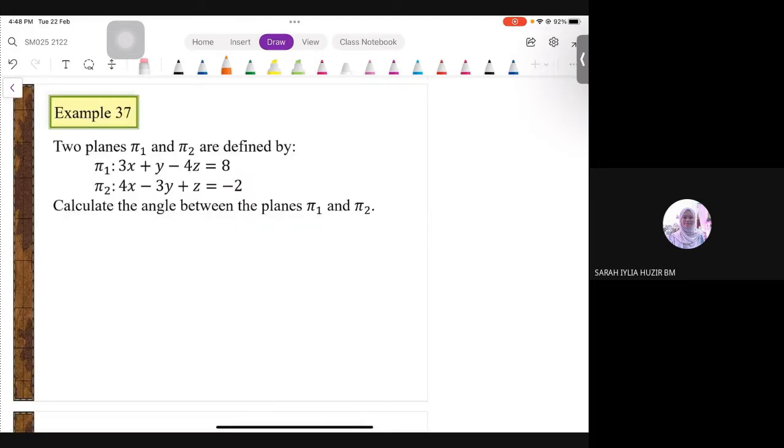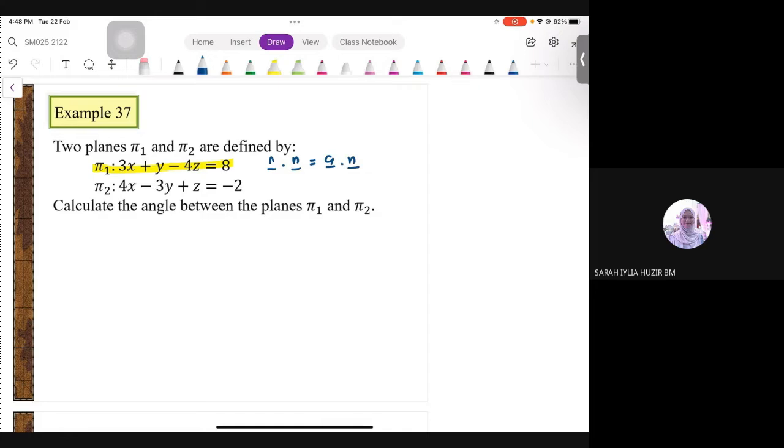Given two planes, pi 1 and pi 2, defined in Cartesian form here, we have to calculate the angle between these two. Remember the formula just now: we have to use the normal vector for each plane. Focus on plane pi 1 first, which is in the form of the Cartesian equation of a plane, and our formula is r dot n equal to a dot n.